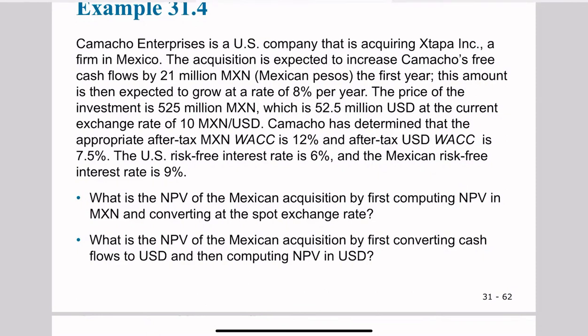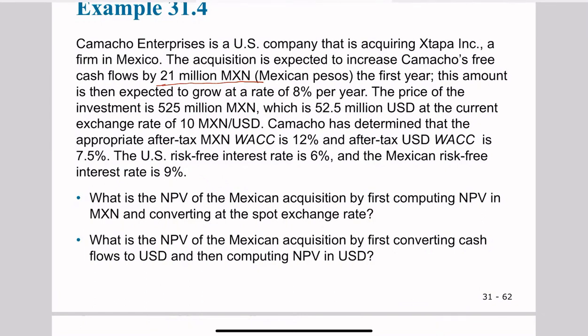Comaco Enterprises is a U.S. firm that is acquiring Xtapa, a firm in Mexico. The acquisition will generate free cash flow of 21 million MXN, which is Mexican pesos, in the first year. This amount is then expected to grow at a rate of 8% per year.